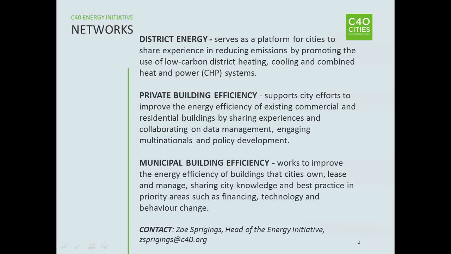Our district energy network, which will be the focus of today, and we have a number of cities on from that group, as well as our private building efficiency network, that looks at building energy efficiency in private, mainly commercial, but also in residential buildings. And then finally, our municipal building efficiency network, which considers efficiency in buildings that cities own, lease, and operate.